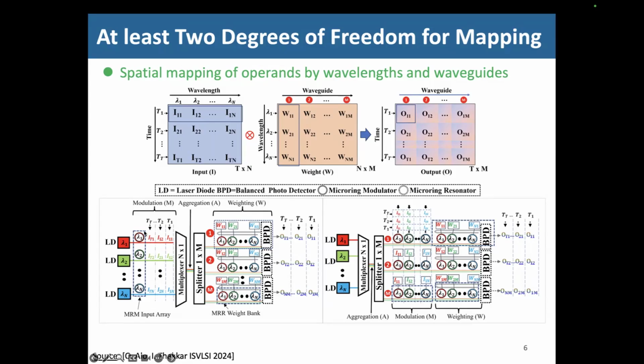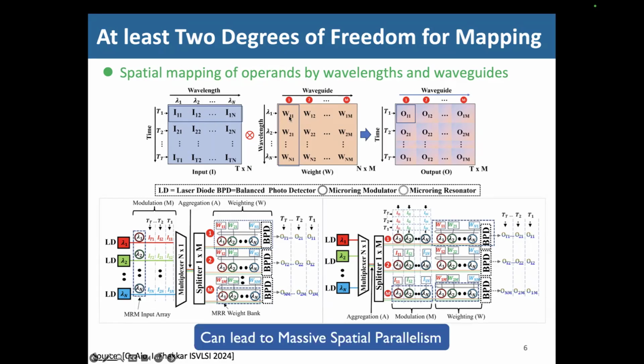But in this case, you see these are the microring modulators that imprint the input signal, and then these are the weighting banks, right? So you see there are 2 different organizations of those, and we can actually do the mapping of input values and weight values across wavelength and waveguide. So this can lead to massive spatial parallelism because of this extra degree of freedom, right?